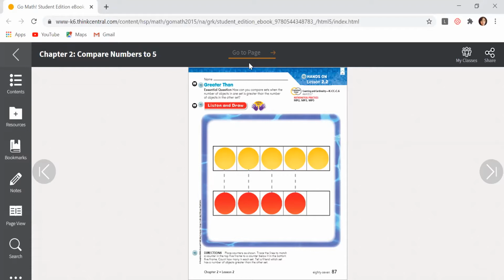Okay, first to compare, we need to count to see how many are in each set. So I'm going to use my pencil to count. 1, 2, 3, 4, 5. I know that's 5 on my top counter. Now I'm going to count the number of dots on the bottom. 1, 2, 3, 4.